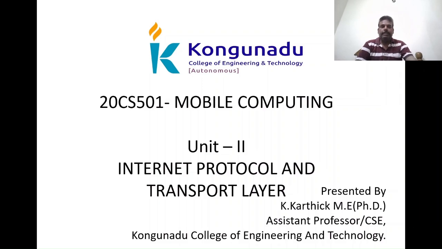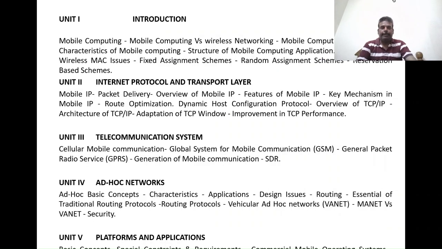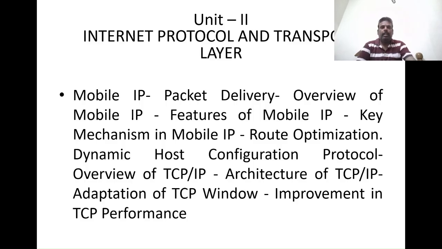Scheme, random assignment scheme, and reservation-based schemes. So second, we will move on to the second unit, that is Internet Protocol and transport layer. First topic, that is mobile IP: packet delivery, overview of mobile IP, features of mobile IP, key mechanisms in mobile IP, and route optimization. In the second half, we are going to discuss the transport layer, dynamic host configuration protocol, and the second part is overview of TCP/IP, architecture of TCP/IP, adaptation of TCP window, and improvement in TCP performance.